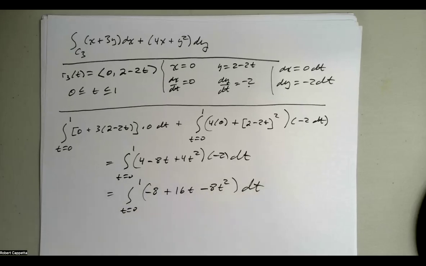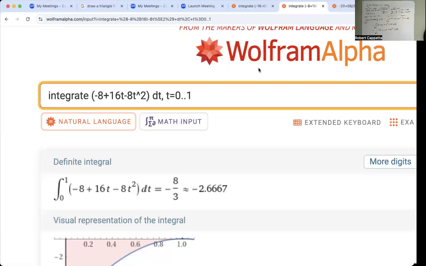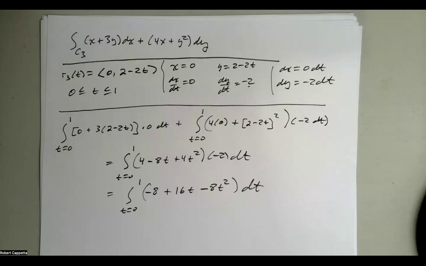And again, I will ask technology to help me with this. You can see what we get. We get negative 8/3 there. So we've gotten all three of those. So we need to add them together now. So we have the integral over C1, C2, C3. We want the integral over C. So again, adding up those three pieces will give us that total amount of work done traveling over that triangle.